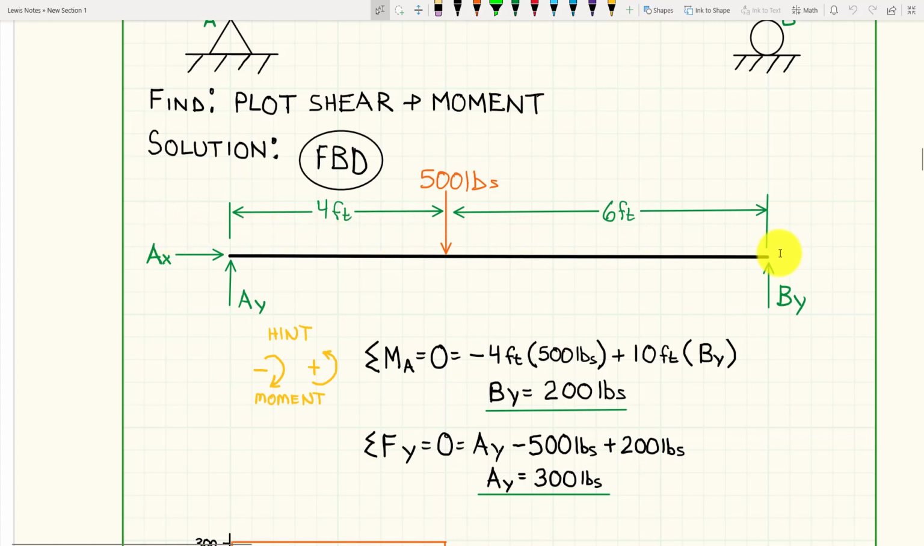Since we don't have any X forces, we know those are going to be equal to 0, but we still show it in our free body diagram. We have on the roller side just one force going up, that's By. We have our 500 pounds, and this is our free body diagram.